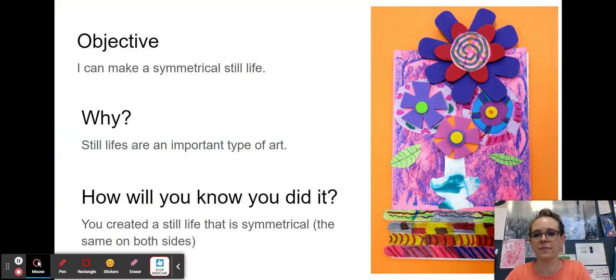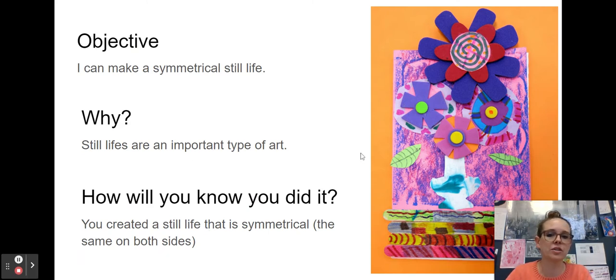Good job. Our objective today, our goal is I can make a symmetrical still life. Symmetrical means that it's the same on both sides. And a still life is a group of objects because still lifes are an important type of art. And we'll know we did it when we created a still life that is symmetrical or the same on both sides.